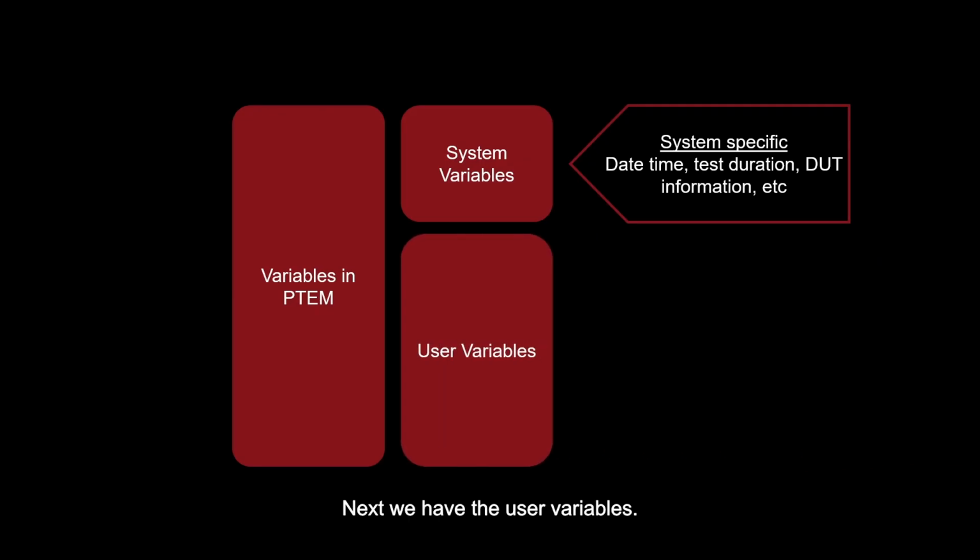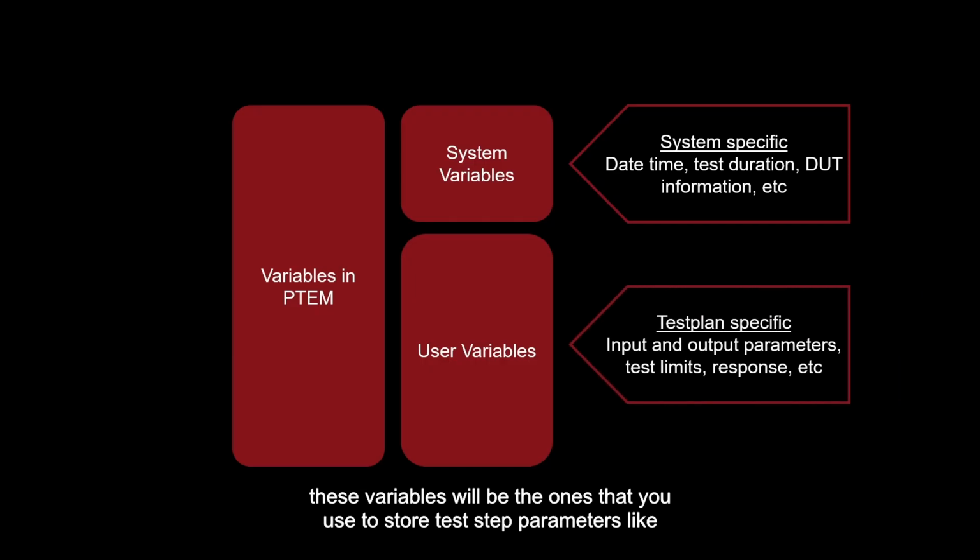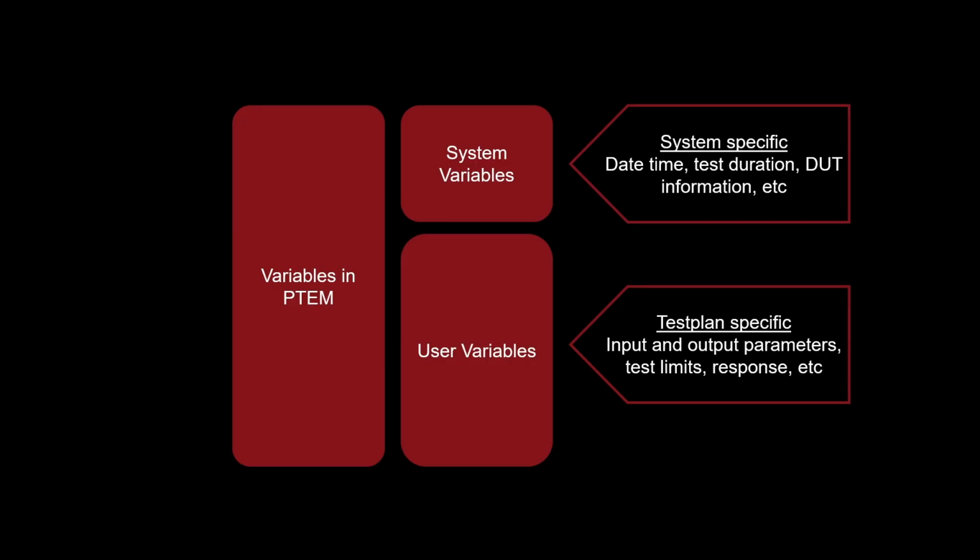Next, we have the user variables. User variables are test plan specific. Typically, it follows the test plan wherever the test plan goes. These variables will be the ones that you use to store test step parameters like test limits or measurements. So they are more of an application specific in this case.